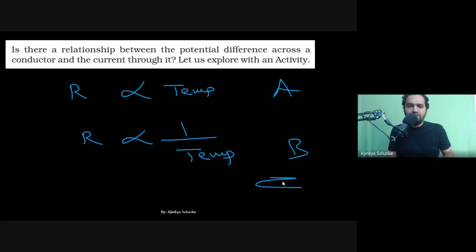Option A, of course, because A is showing direct relation. Correct? Okay, so that's the case. That's the case. Okay, let me see. There is one doubt.